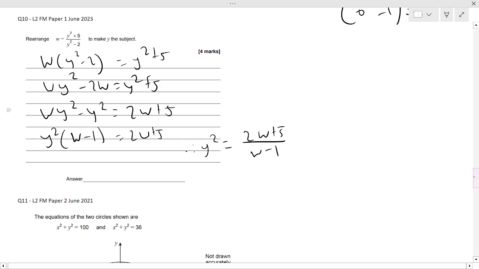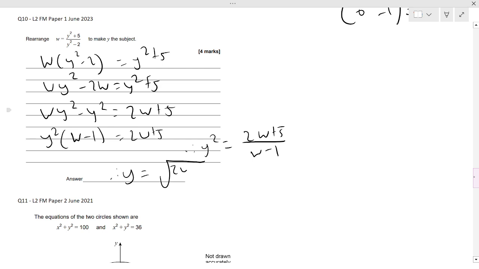Well, that's y squared. We want y. Well, how are we going to get rid of the squared? We're going to square root, aren't we? So therefore, y is going to be the square root of 2w add 5 over w minus 1.